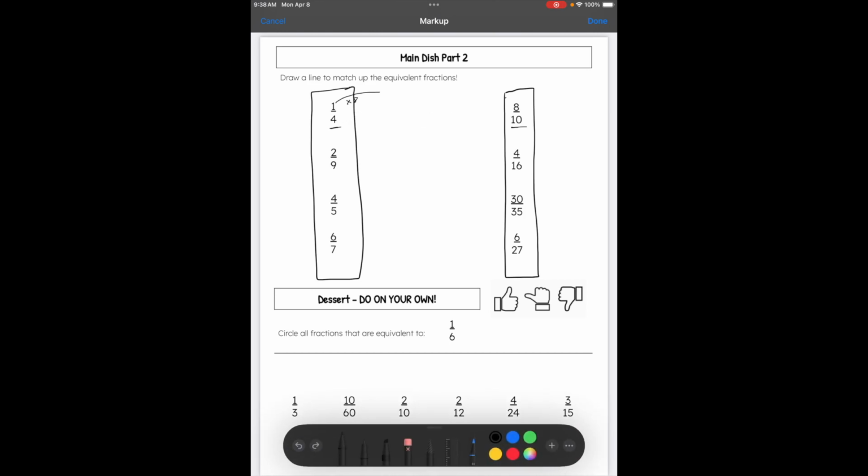So now I'm going to work my way down. Okay, what about 1/4 and 4/16? Well, I can multiply 1 times 4, copy and paste that rule. 1 times 4 is 4. 4 times 4 is 16. So these fractions are equivalent. So I can draw a line between these two.